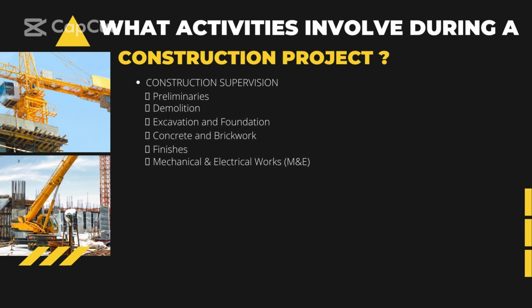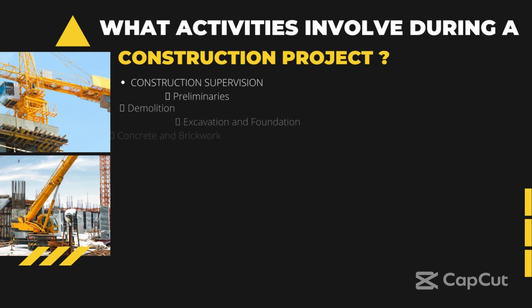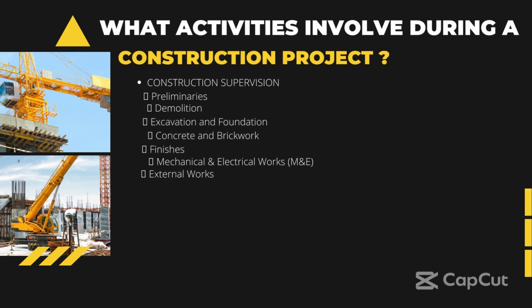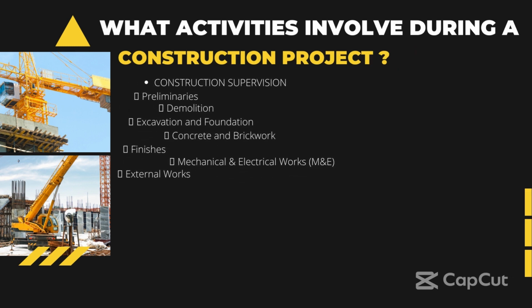Mechanical and electrical engineers, which are known as M&E engineers. And lastly is external works. External works describe primarily the areas immediately surrounding the building, and provisions include minor roads in a housing estate, paved areas, boundary walls, railings, fences, and turf areas.